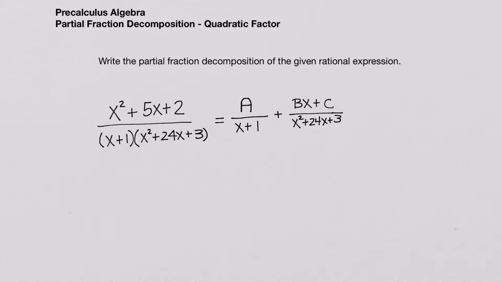So how will we go about doing this? Since I know that this first fraction that we started with needs to be equal to a over x plus 1 plus bx plus c all over x squared plus 24x plus 3, what I can do is multiply both sides by the common denominator. So I'll go ahead and do that.